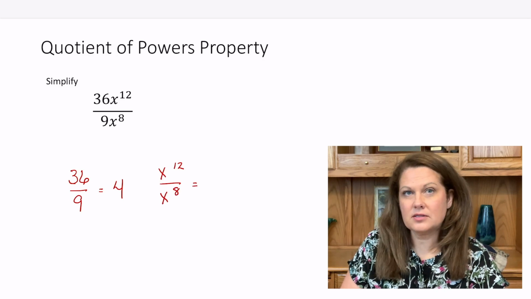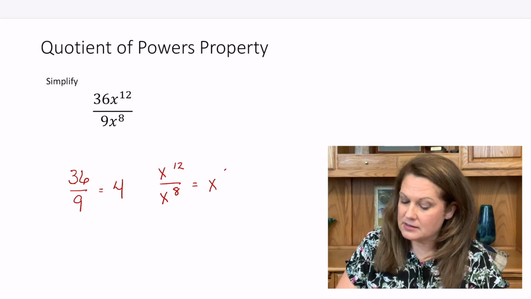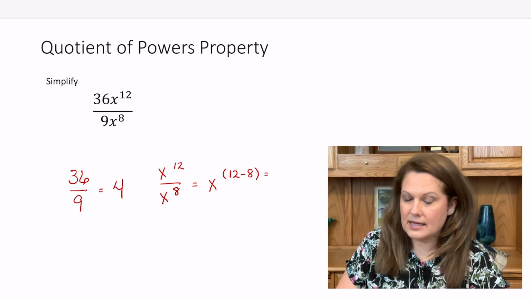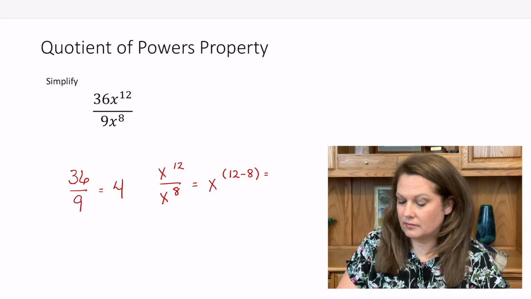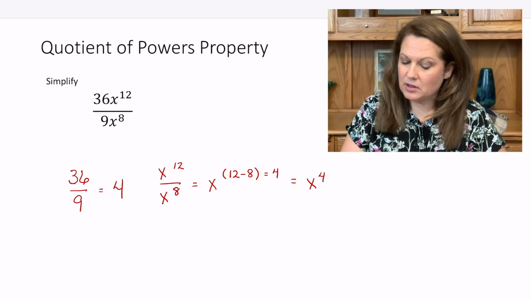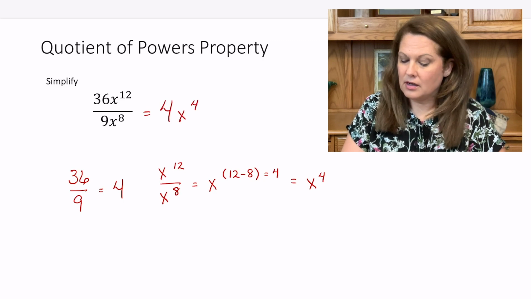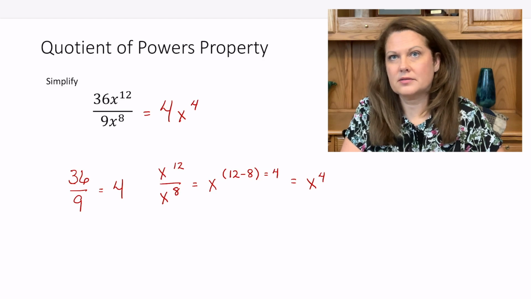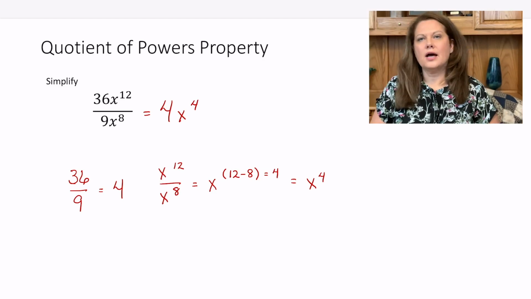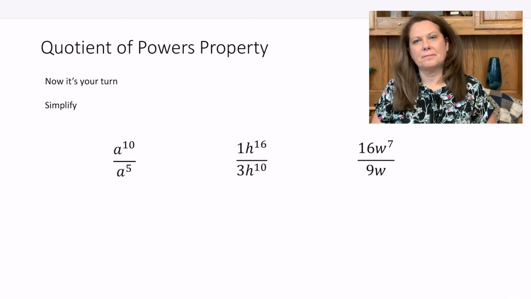Do we have variables that are the same as our bases? Absolutely. So we can say x to the 12th minus 8. What does that equal? 4. So we can say x to the 4th. Now, all we have to do is put our coefficient and our power together. So our answer is 4x to the 4th. Now it's your turn. I have 3 practice problems for you to do today.